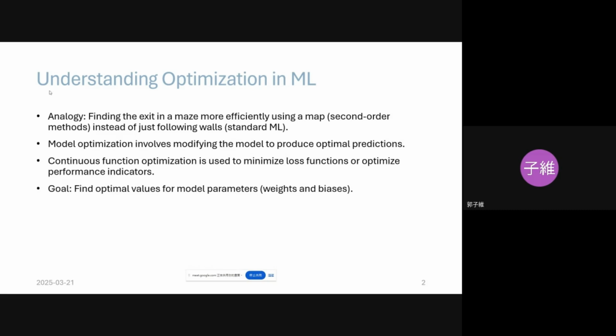Say we're finding the exit in a maze. It's more efficient if we use a map, like second order methods, instead of just following the walls, which is just what standard ML does. Model optimization involves modifying the model to produce optimal predictions, and a continuous function is used to minimize the loss functions or optimize the goal, the performance indicators.